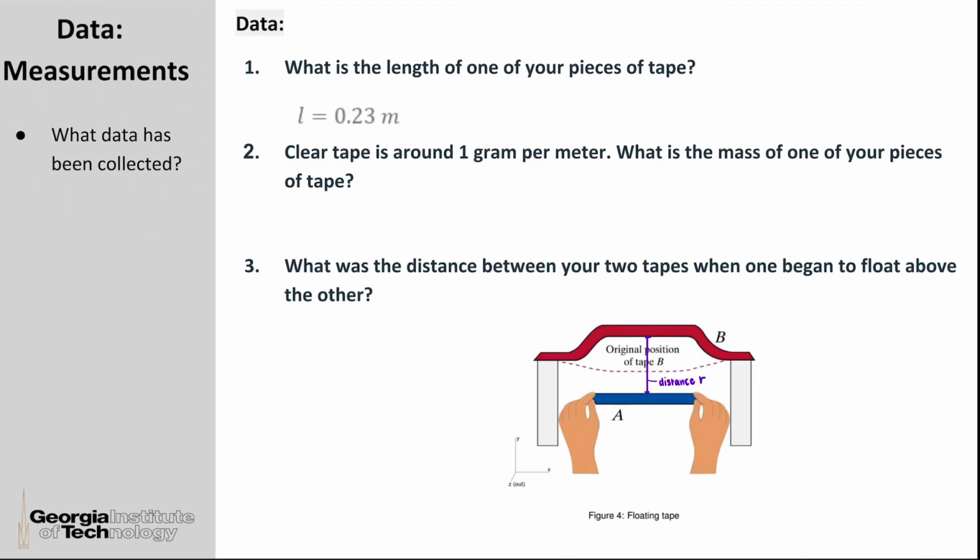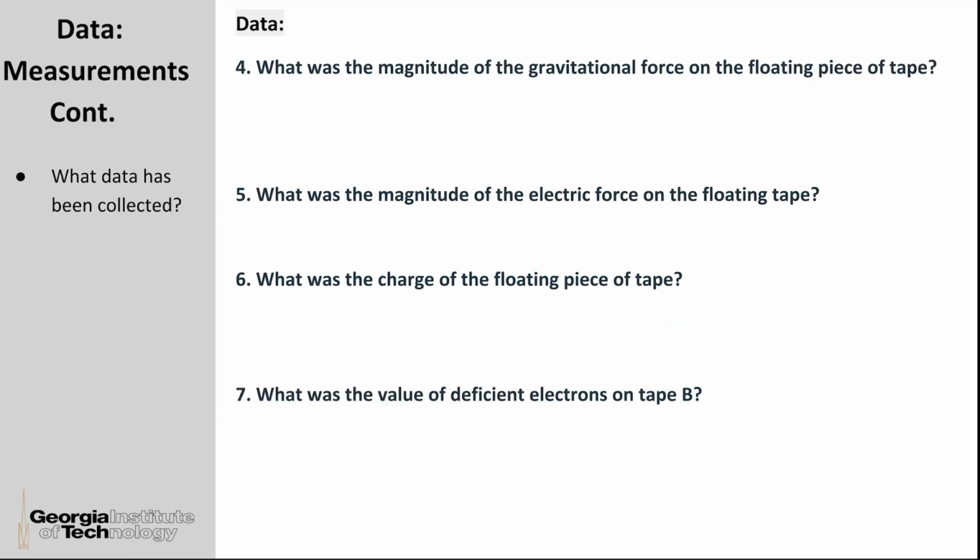The first piece of data collected was the length of the piece of tape, which was an average value derived after multiple trials. We were able to then determine the mass of the piece of tape based on the length. And as previously stated, the distance between the two charged tapes, known as R, was recorded as well. The gravitational force utilizes the equation mass times gravity, giving us this value shown.